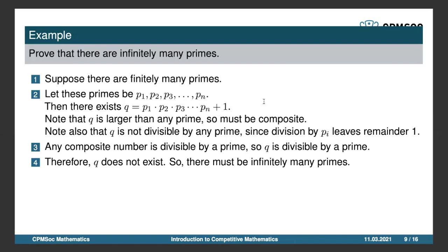A contradiction is anywhere where you have a statement A and also not A. So Robert is a cat and Robert is not a cat is a contradiction. If you reach a contradiction, you know that whatever you assumed has to be false in some way.